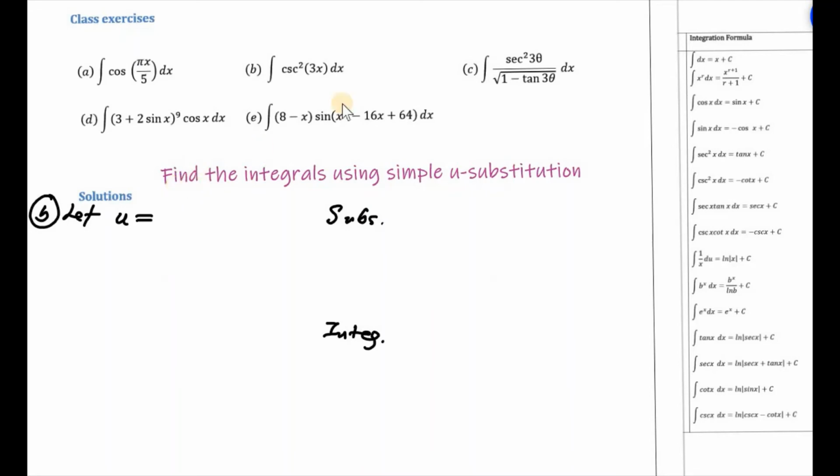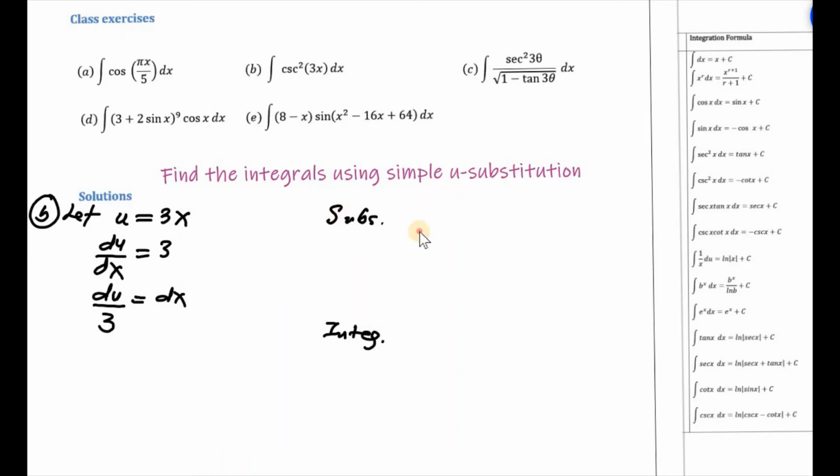Question B. Cosecant square 3x dx. Let's remain it as cosecant square. So the inner function is 3x. Let's read that as u. And to replace dx there, we need to differentiate. Check my work. And what is dx? dx is actually du over 3.